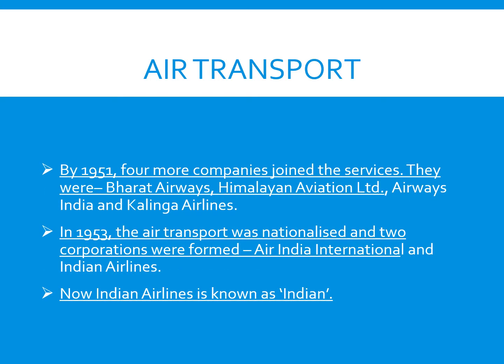By 1951, four more companies joined the services. They were Bharat Airways, Himalayan Aviation Limited, Airways India and Kalinga Airlines. In 1953, air transport was nationalized and two corporations were formed. They were Air India International and Indian Airlines. Now, Indian Airlines is known as Indian.